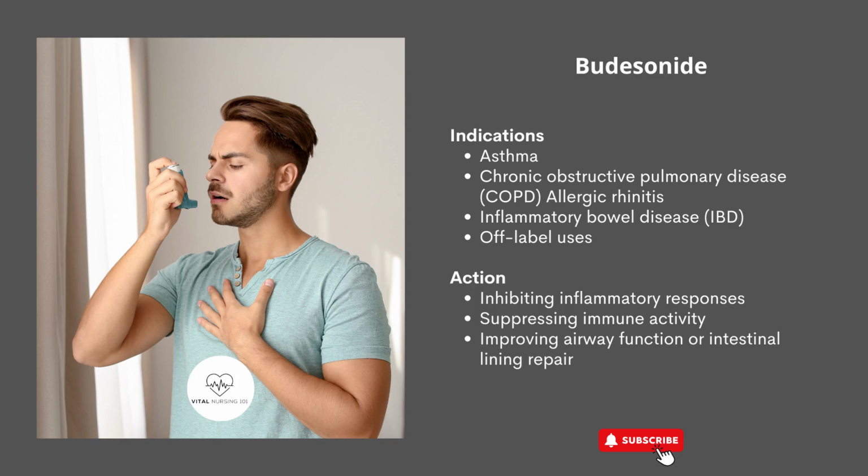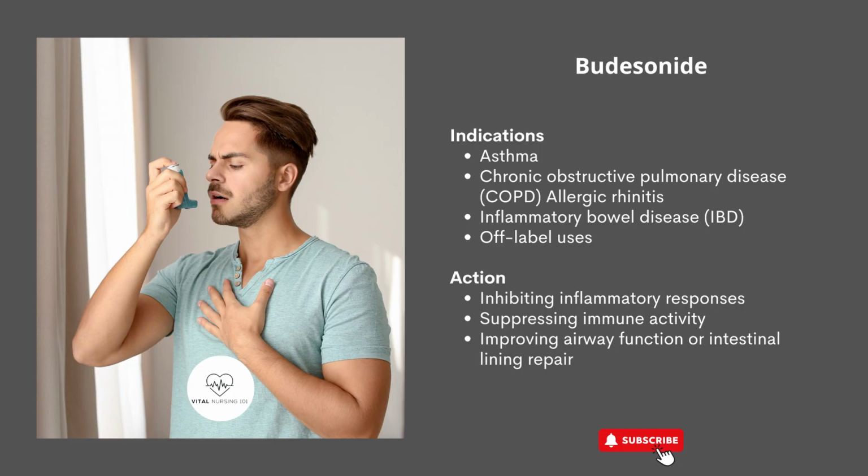Starting with indications, budesonide is indicated for several conditions including asthma, chronic obstructive pulmonary disease, allergic rhinitis, inflammatory bowel disease, and off-label uses. Let's learn about each indication now. Asthma: used as a maintenance therapy to prevent asthma exacerbations. Chronic obstructive pulmonary disease: often combined with bronchodilators for better symptom control.